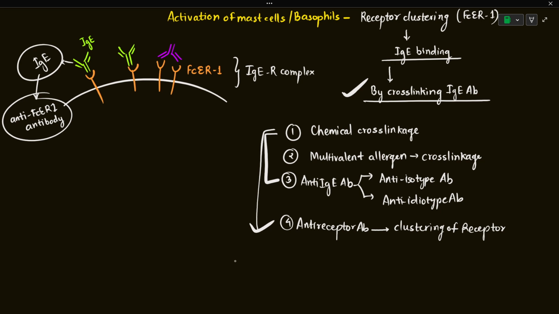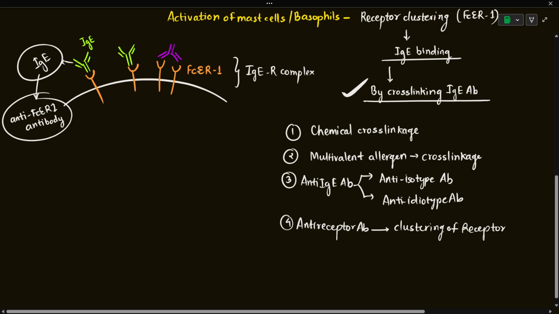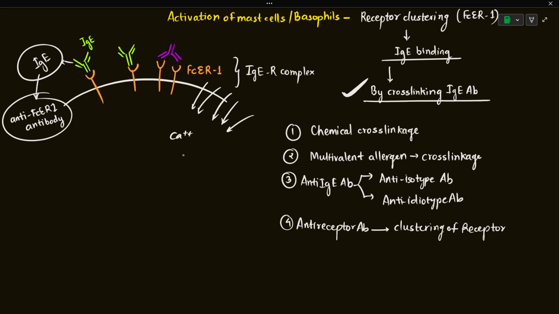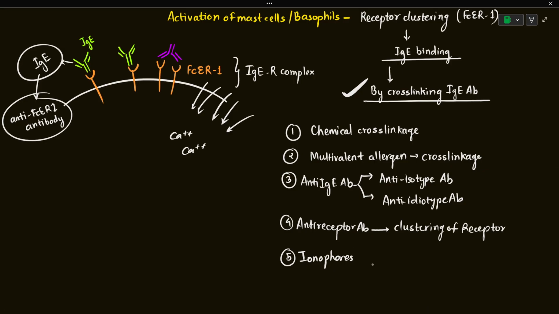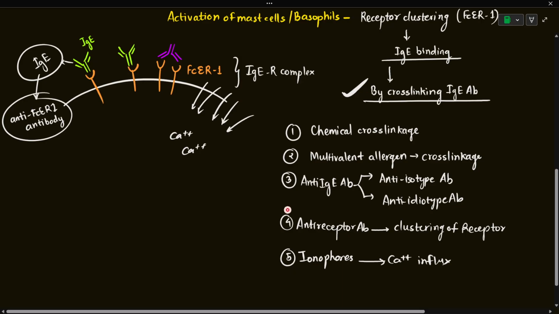But there's also another mechanism to ensure the activation of mast cell, and that is calcium influx. Let's say that calcium ions are transported inside the cell, then the mast cell can also get activated, and that can be ensured by ionophores. Let's say there exist ionophores over the mast cells which can directly induce the calcium influx. Then we can also activate the mast cell. So these are the different ways to activate mast cells or basophils.